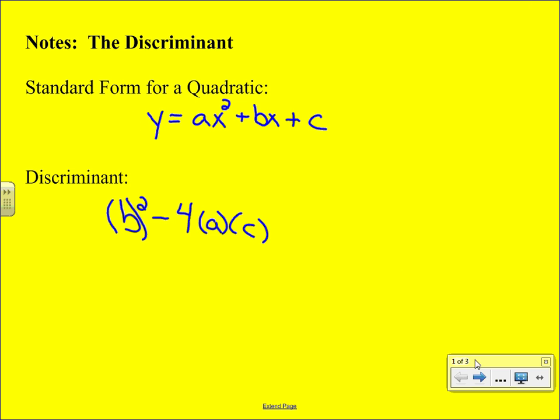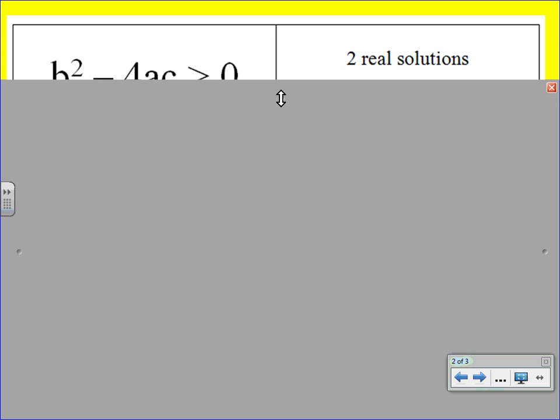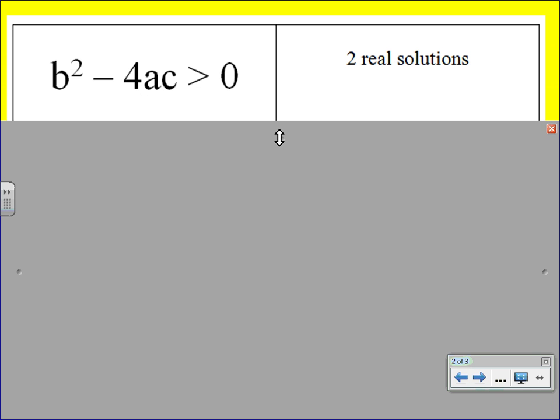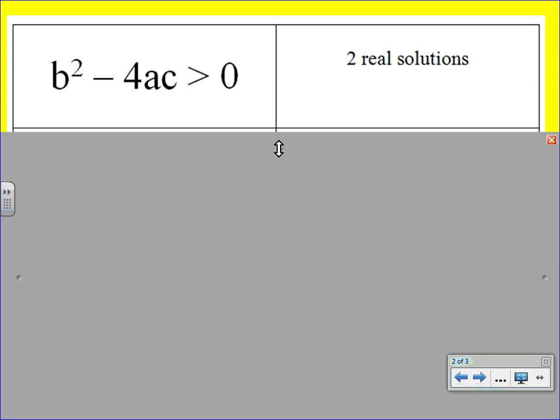So great, we've said the word discriminant, we've given you a formula, but what does that really mean? So next, what you're going to see is a table. And you're going to be calculating the value of the discriminant, and depending upon what that value looks like, it's going to tell you how many zeros or how many solutions there are. So if the discriminant, which is the b squared minus 4ac, is greater than 0, if you get a positive number, you're going to end up with 2 real solutions. And what that means is just 2 zeros, or 2 roots, or 2 x-intercepts.